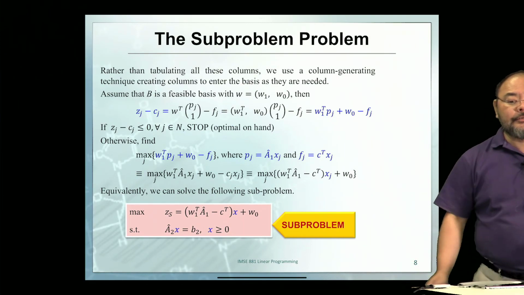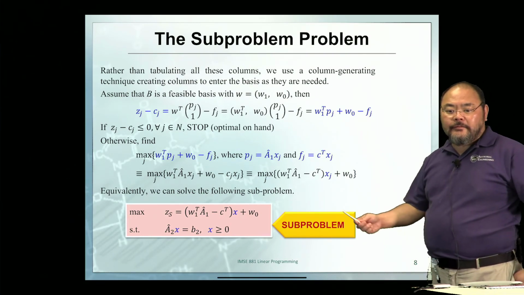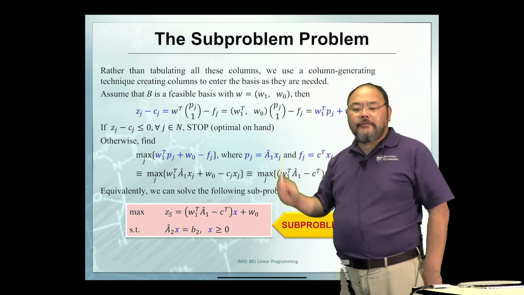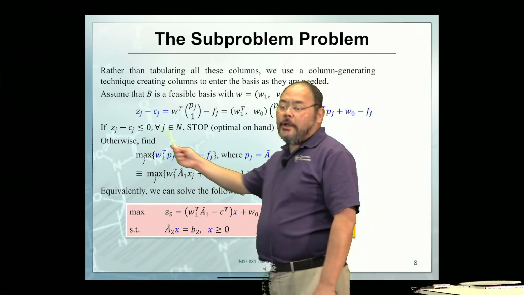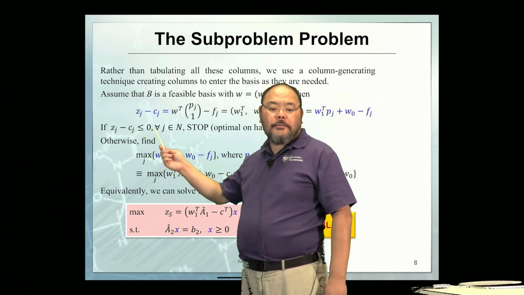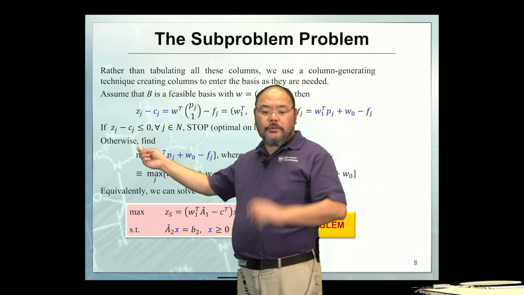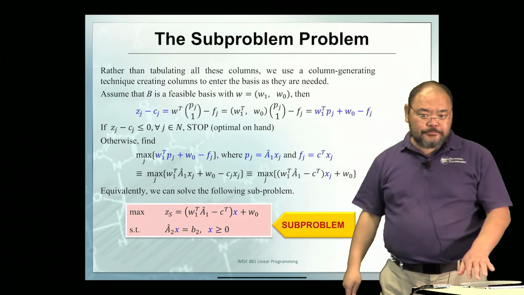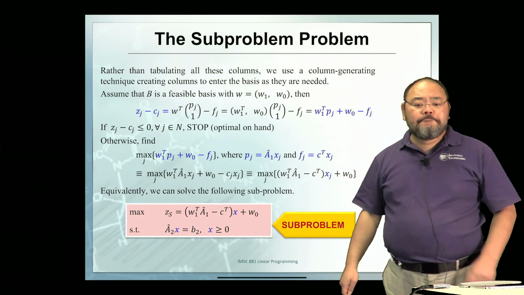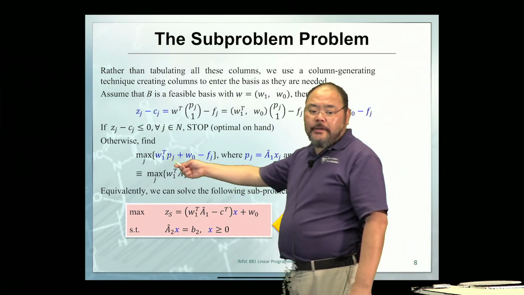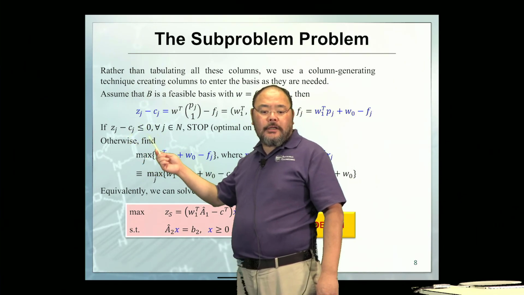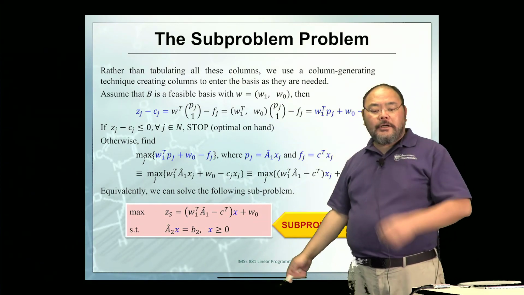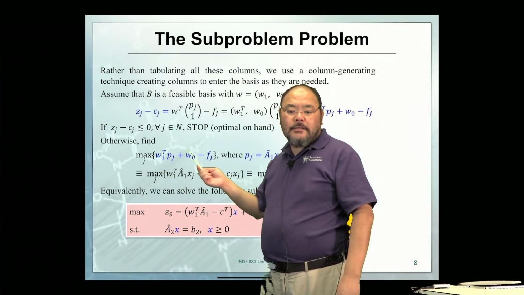So that's fairly easy. We can calculate zj minus cj for each one of the j. J means what? Each one of the extreme points. If all the zj minus cj for all the extreme points are less than or equal to 0, then we know we already have the optimal on hand. Otherwise, if we find some zj minus cj greater than 0, then we can solve a very simple problem and try to maximize zj minus cj.